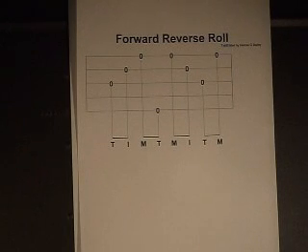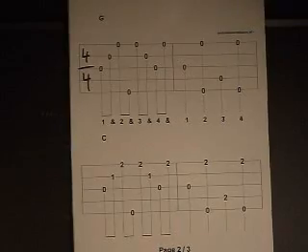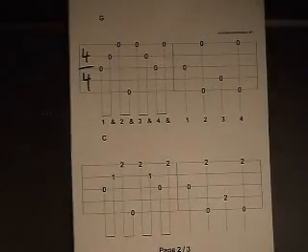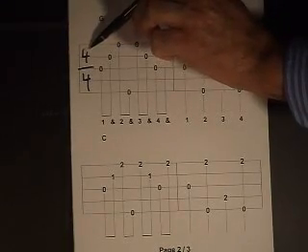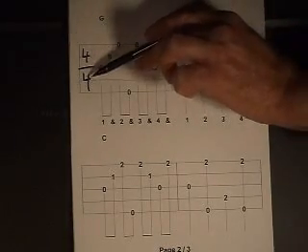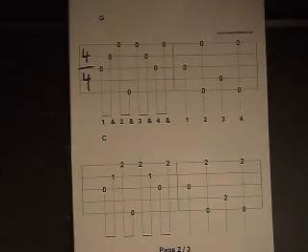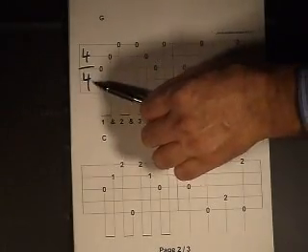Okay, now that we know how to play that roll, let's learn how to play an exercise, and let's figure it out from this tablature. So I've written a big 4-4 here. That means we're in 4-4 time. This top digit tells us how many beats there are per measure. This bottom digit tells us what kind of note gets one beat. So we have 4 beats per measure. Quarter note gets one beat.